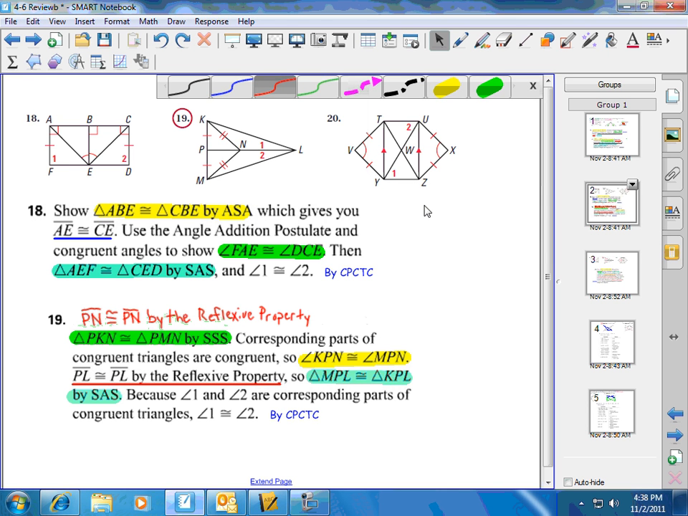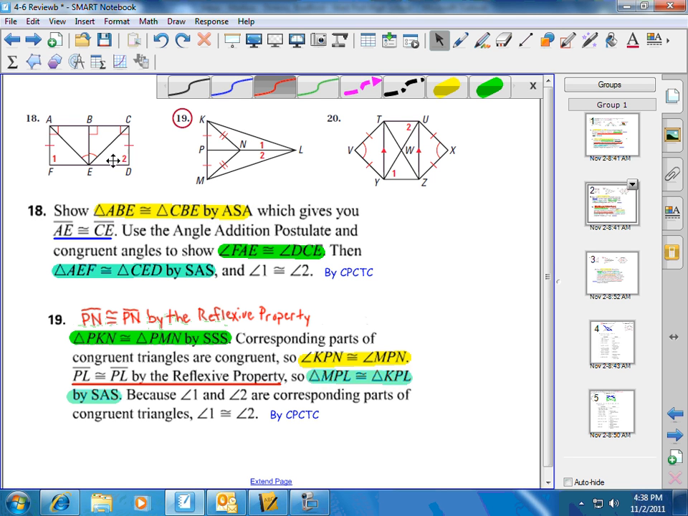Okay, now we're looking at number 18 and 19. Again, we want to show that angle 1 and angle 2 are congruent. Assuming that they're corresponding parts of congruent triangles, we need to show that these two triangles here are congruent: triangle AEF and triangle CED. If we can show they're congruent, then the corresponding parts, angle 1 and 2, are congruent. So let's start with what we can and see where it leads us.